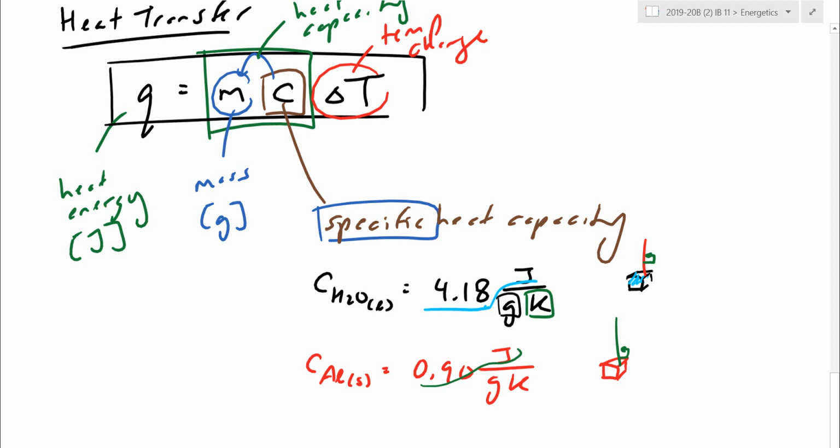So hopefully you're able to show me that because 4.18 is a bigger number than 0.9, that implies the water is harder to heat up, whereas the aluminum is easier to heat up. Because this gives you how much energy you need to heat up that very same gram of water by 1 degree. So the bigger the specific heat, the harder it is to heat up.